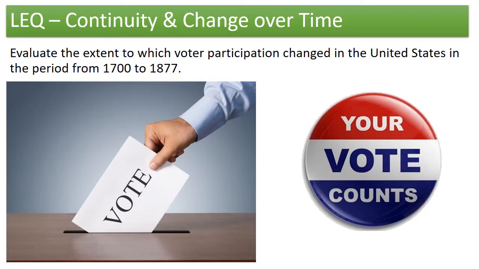Here is the prompt for LEQ number 4. Evaluate the extent to which voter participation changed in the United States in the period from 1700 to 1877. When looking at a prompt like this, you need to look first at the dates. So you know it's going to take place from colonial America through 1877, which is the end of Reconstruction. Here, you know it's a CCOT because it says the extent to which something changed. Okay? So you're going to write an essay telling me how much something changed or how much it stayed the same.